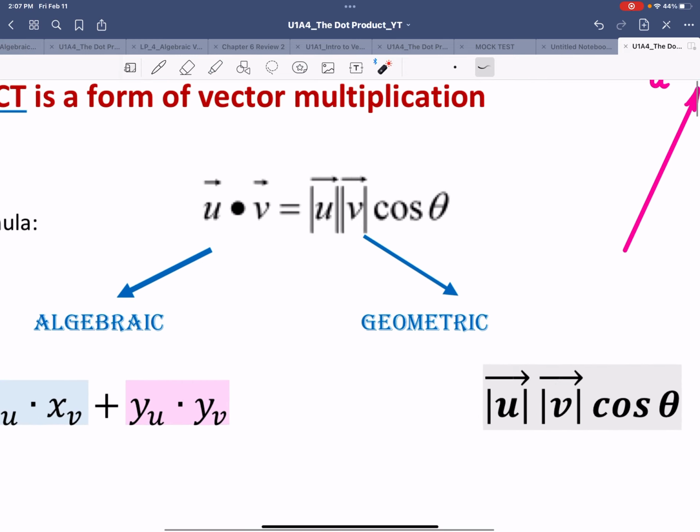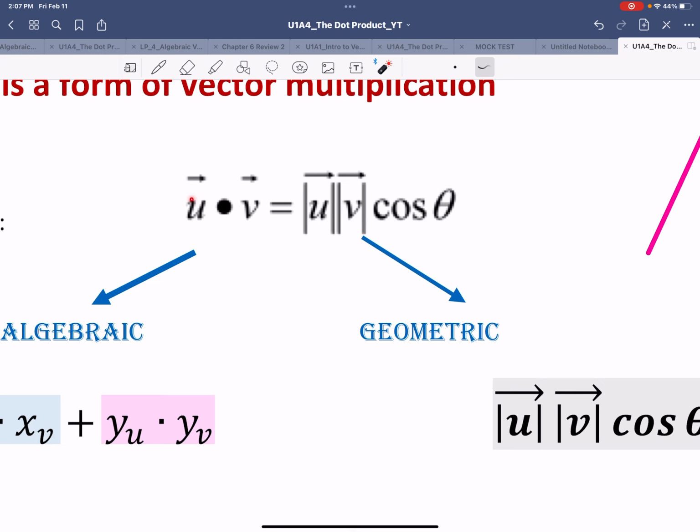This is the formula for the dot product. On the left side, you see vectors u and v. These are the vectors we're multiplying, connected to each other by this dot, which represents the multiplication, and we read it the exact same way. We say u dot v. And on the right side, you see the magnitude of u, magnitude of v, and cosine theta multiplying each other.